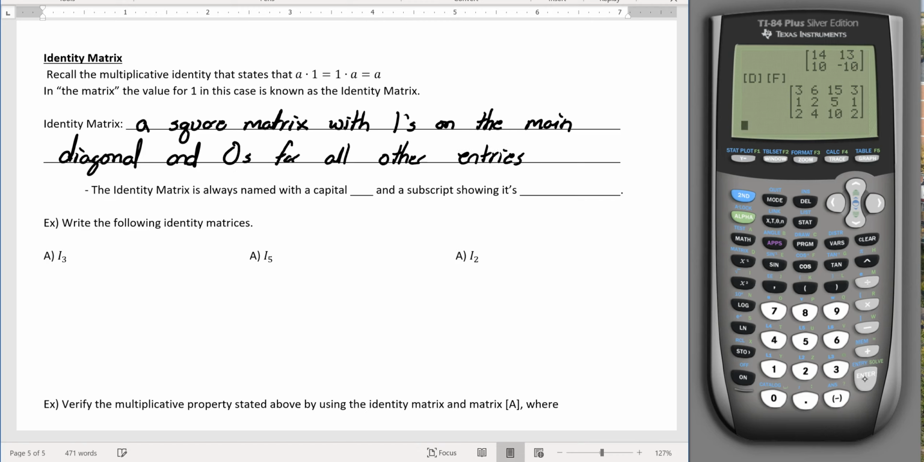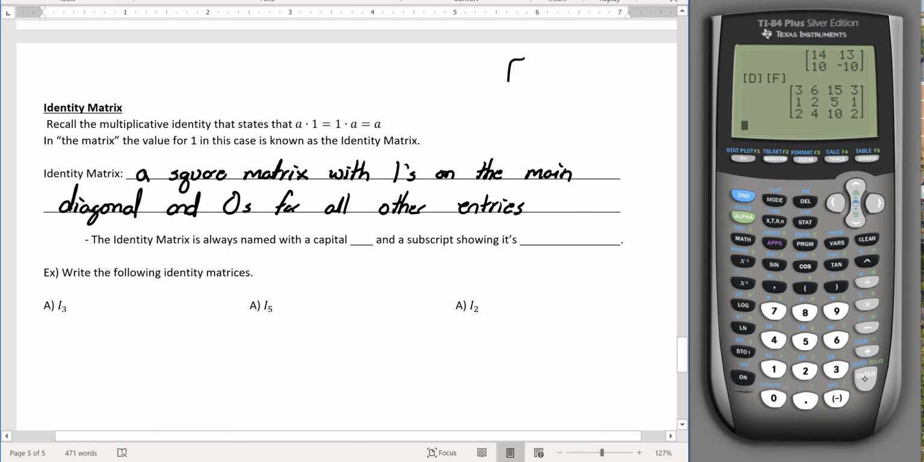Now, you're probably wondering, Mr. Carter, what the heck is the main diagonal? The main diagonal is, let's say we have a matrix like this. Now remember, this is a square. The main diagonal is the diagonal that goes from the top left to the bottom right. All right, that's the main diagonal.